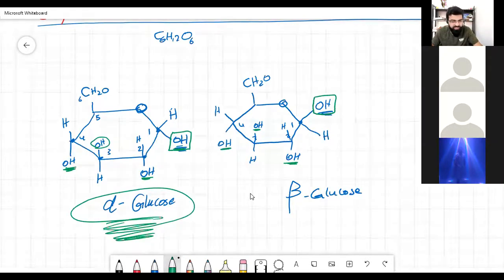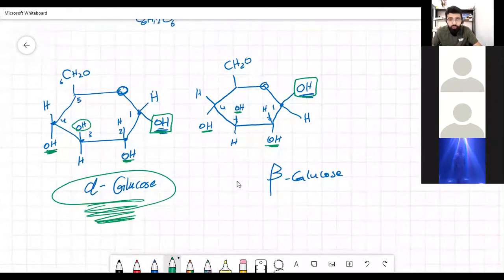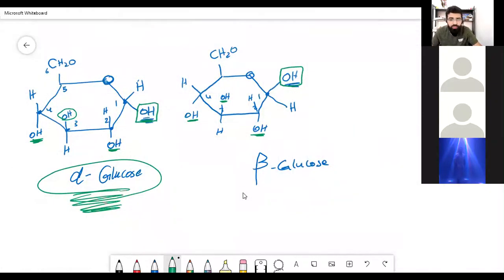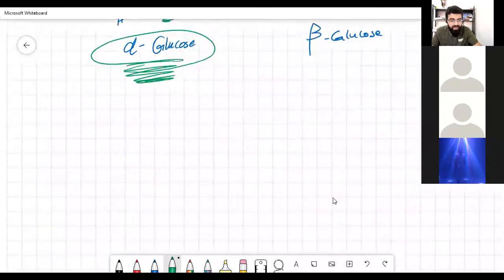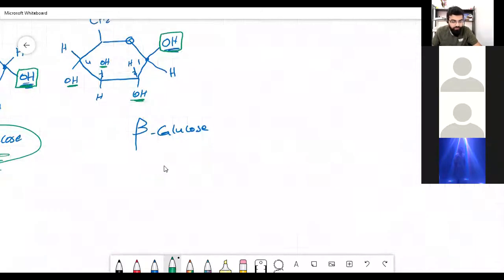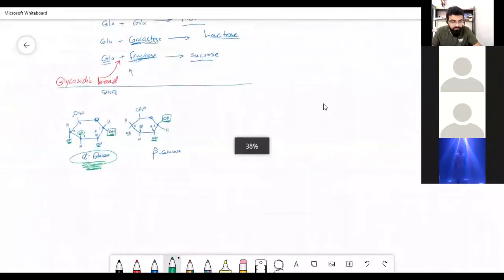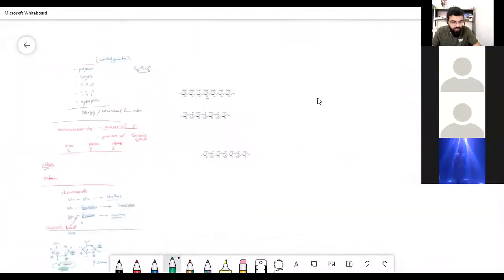What is the importance of this? It affects how the glucoses link together, whether it's alpha or beta. Let's see how two alpha glucoses link together. If you want to link two alpha glucoses together, how do they link?